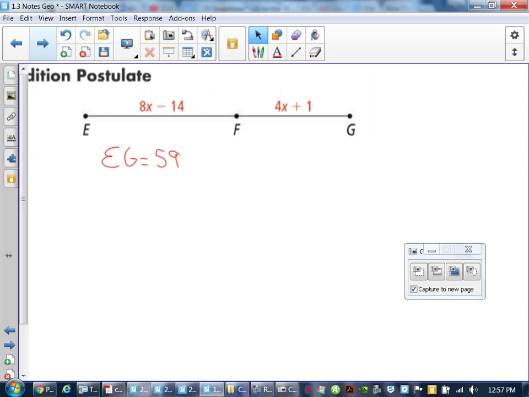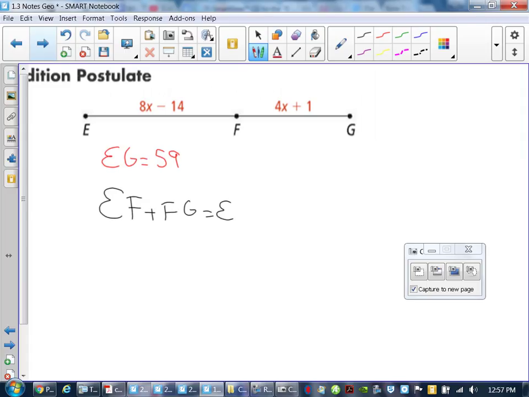This one I kind of slid over to blow it up a little bit. It did ask us to find both of the two smaller segments, the EF and the FG. So, are these points collinear? Yeah. Which means two smaller segments equal the big one.